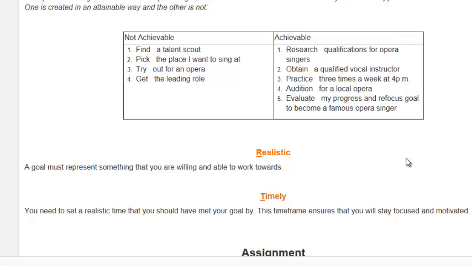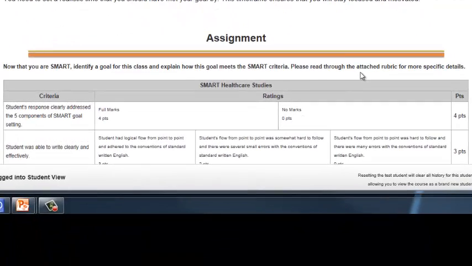Now that we've read the background, let's read the actual step-by-step assignment.